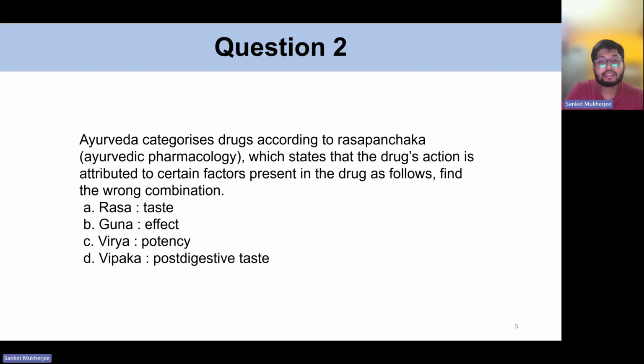Ayurveda categorizes drugs according to Ras Panchaka, Ayurvedic pharmacology, which states that the drug's action is attributed to certain factors present in the drug as follows. Find the wrong combination. Is it rasa, state, taste, guna, effect, virya, potency, or vipaka, post-digestive taste?